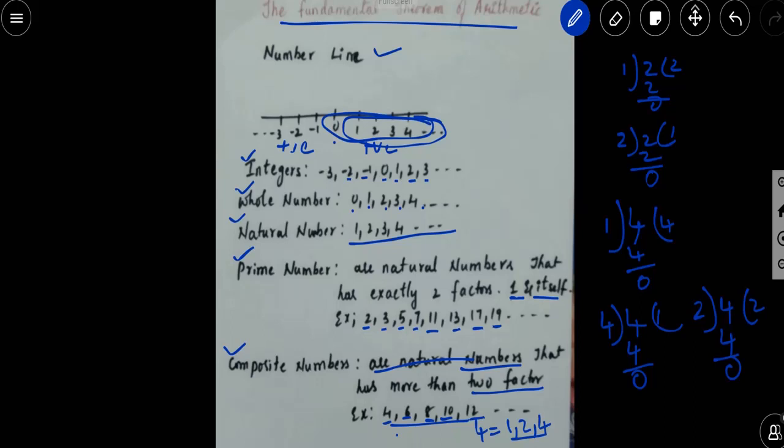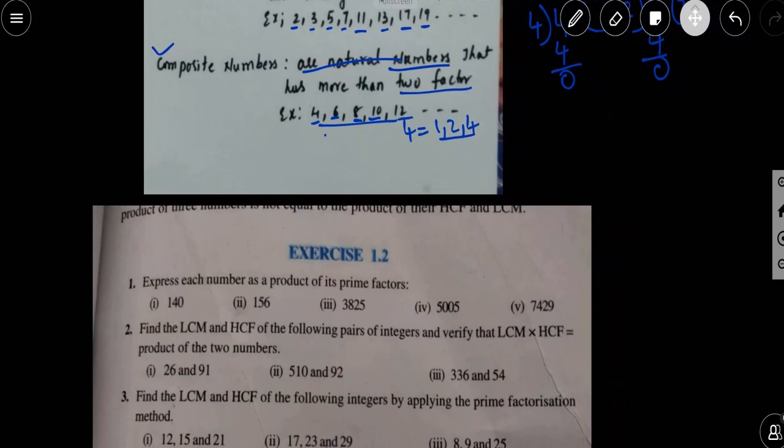Okay, now we'll go for exercise 1.2. In question number 1, we have to express each number as a product of prime factors. We have just gone through what prime numbers are: numbers divisible only by 1 and itself. Under question number 1 we have five sub-questions, and we'll try to solve as many as possible today.